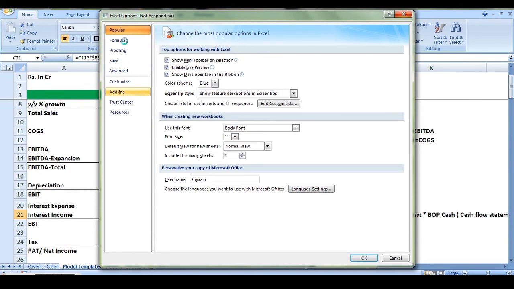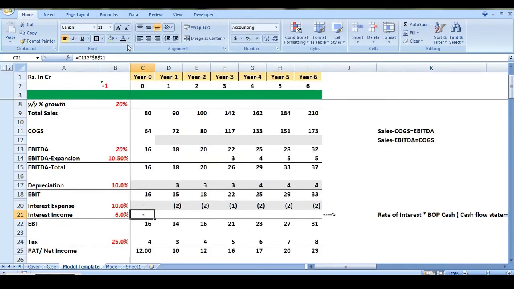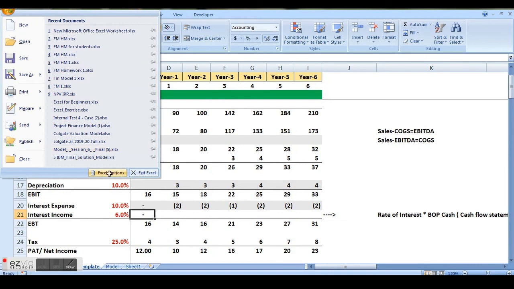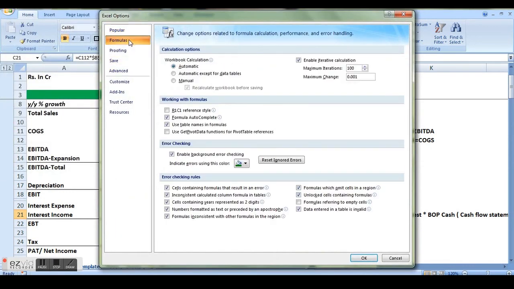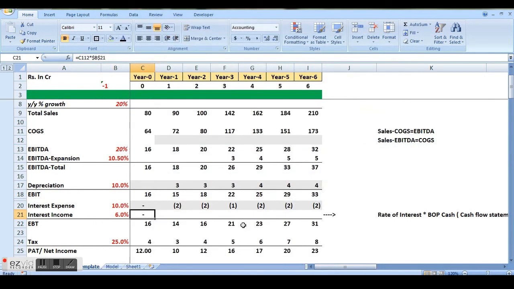Just a second. Formulas. I'll have to do it again because the window has gone. So go to Excel Options, go to Formulas, and in this tab you will find Enable Iterative Calculations. You simply have to click this tick box and press OK. This will allow you circular referencing, and now you can drag the interest income to get the interest income for the rest of the years.